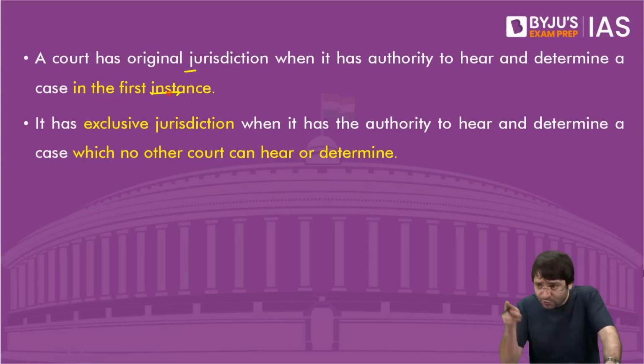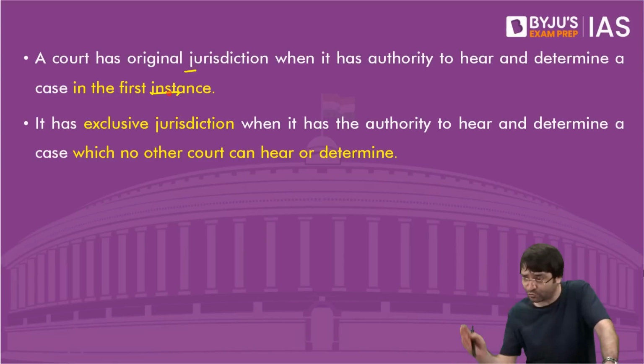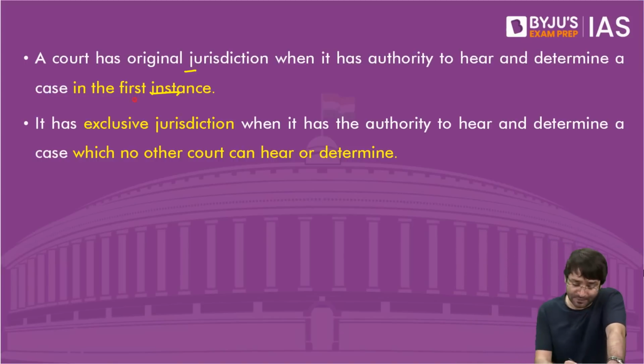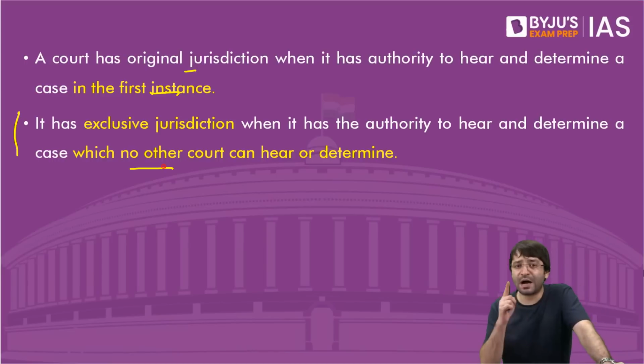The Supreme Court has original jurisdiction when it hears disputes between two or more states. That means in the first instance, you go to the Supreme Court. You don't go to the Supreme Court through an appeal. But it has exclusive jurisdiction when it has the authority to hear and determine a case which no other court can hear or determine.